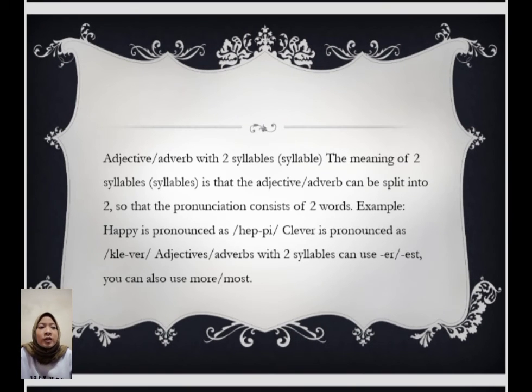Adjective or adverb with two syllables. The meaning of two syllables is that the adjective or adverb can be split into two, so that the pronunciation consists of two parts. Example, happy is pronounced as hap-py, or clever is pronounced as clev-er. Adjectives or adverbs with two syllables can use er or est. You can also use more or most.